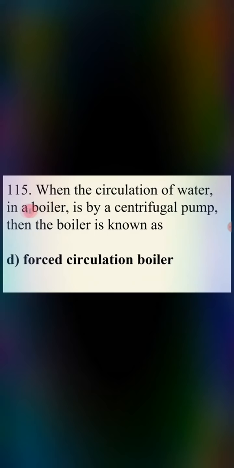When the circulation of water in a boiler is by a centrifugal pump, then the boiler is known as a forced circulation boiler.